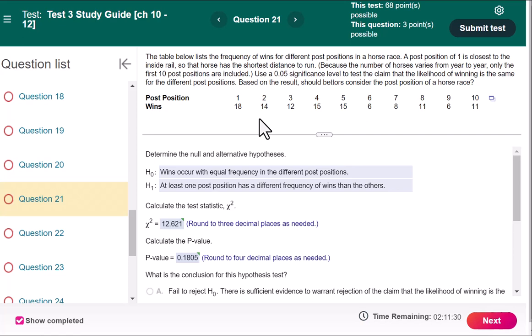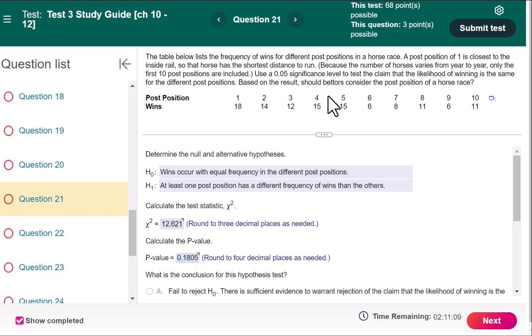He's asking us to test the claim that the likelihood of winning is the same for all. Okay, here's how we do that. Same means the same percentage. How many percentages here? We have one. How many categories do we have? 1, 2, 3, 4, up to 10. So 100% divided by 10, guys, will be 10% each.